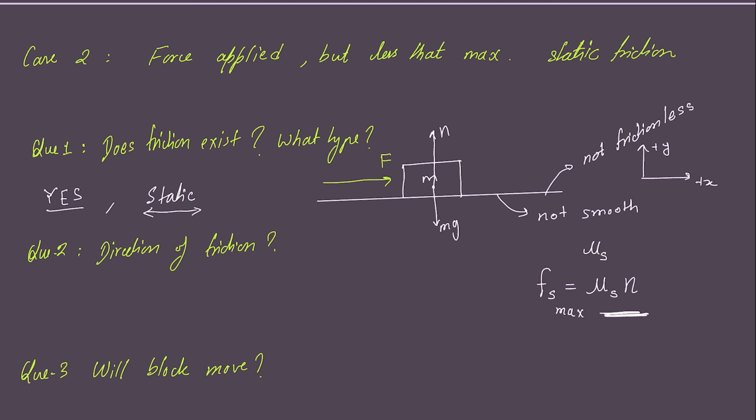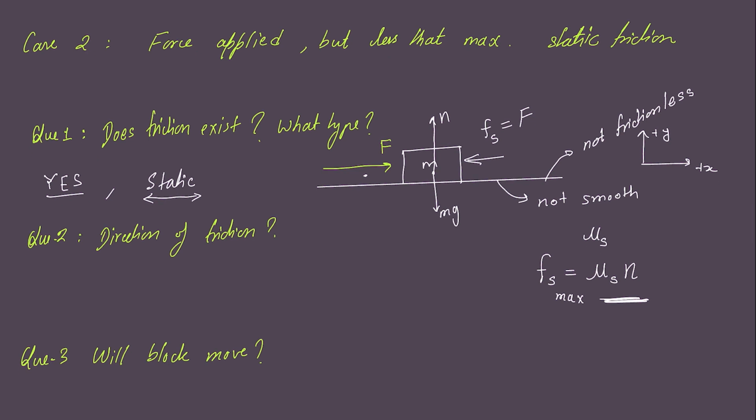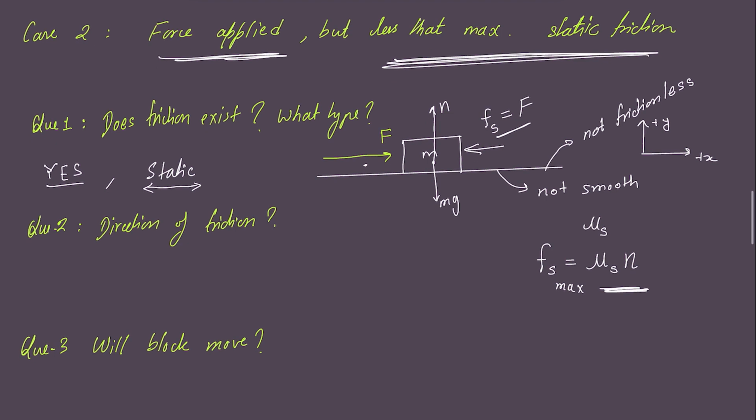But if the force of friction is less than the maximum value, then the force of friction, in the opposite direction, and I will tell you why that is true, applies the same amount of force that is being applied. This is true as long as the force applied is smaller than the maximum static friction. It's going to match the force. So if the force applied is 1 Newton, it's going to match up with 1 Newton.